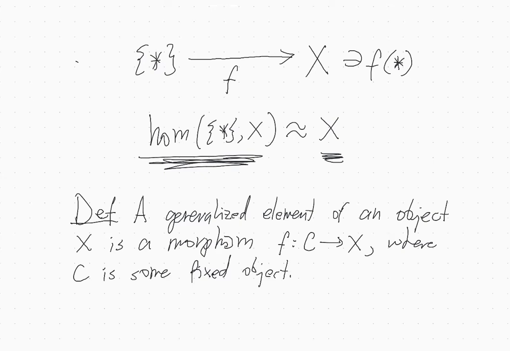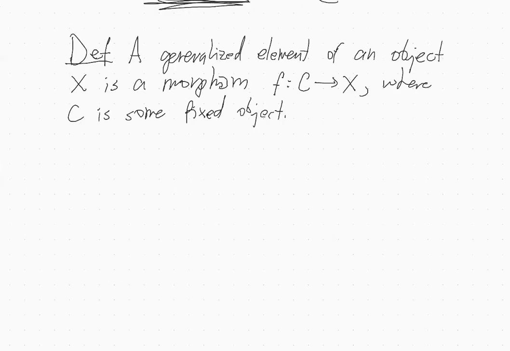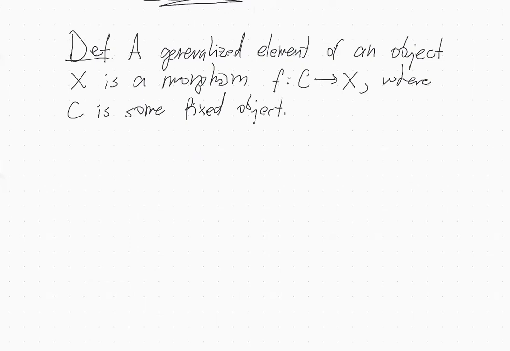In the previous example, we fixed the singleton set, but we could have also fixed any other set. Of course, in the category of sets, if instead of the singleton we take some other set, functions from that set to X will no longer be just elements of X, right? And that's why this concept is called generalized element, and it's not an element. Now let's see that, in fact, this concept matches quite nicely with how product of two objects is defined.